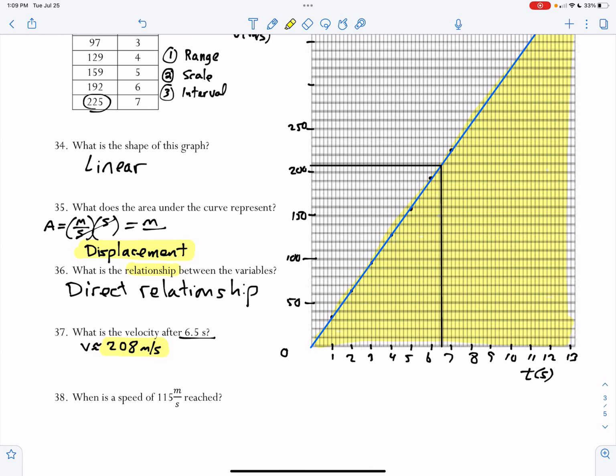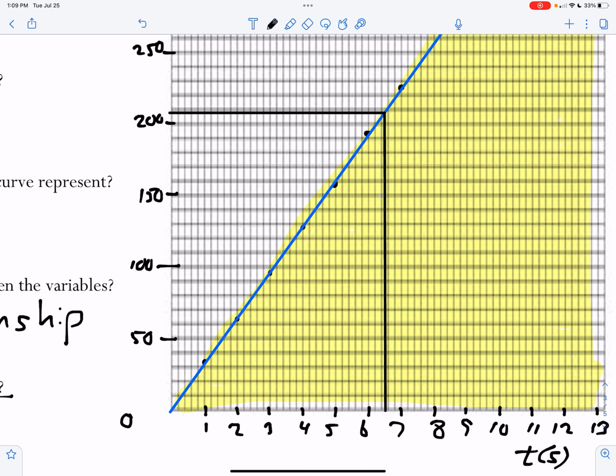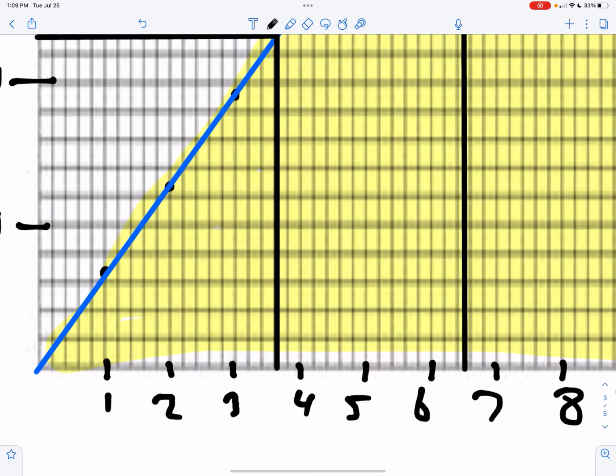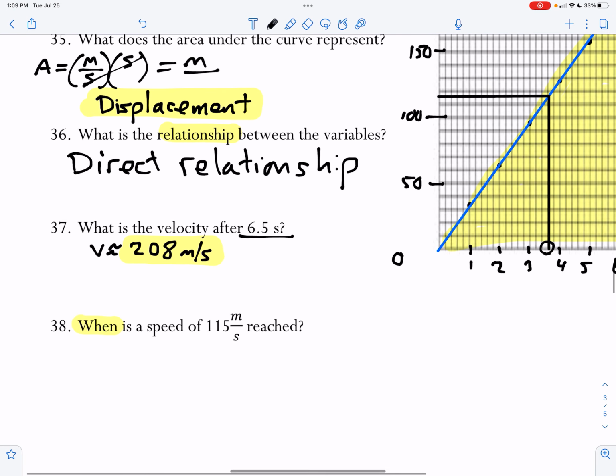Okay, and then similarly, the question says, at what time is the speed 115? So I'm gonna go to 115 on here, go over to the graph, and then down. So 115 would be exactly here. Okay, go over to the graph, and then go straight down. That puts it right here. Every mark is essentially 0.2, so that would be 3.6 seconds.